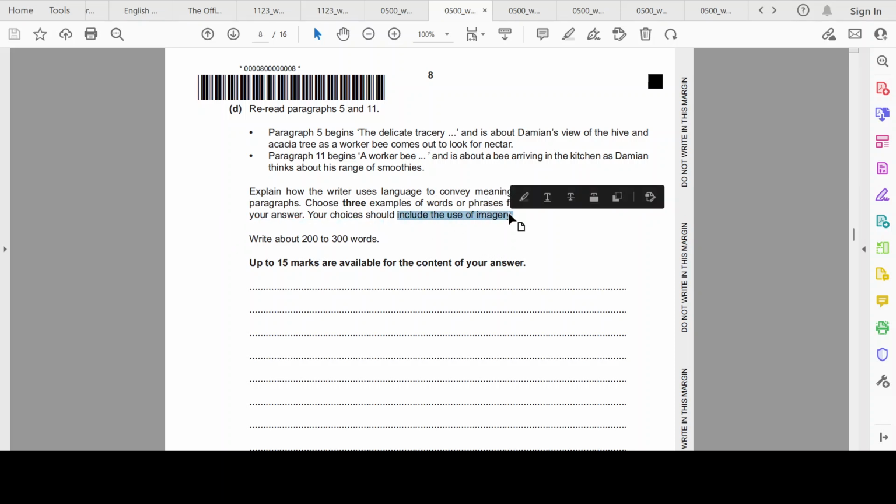Your choices should include the use of imagery. And so this is like a piece of writing where they're expecting the candidates for 0500 to write between 200 to 300 words. So that's not something we need to focus on. Since we're practicing, we can find three examples and then elaborate on them, on how the writer uses language to convey meaning and create effect. And they're not focusing on meaning and effect about one certain thing, but overall.